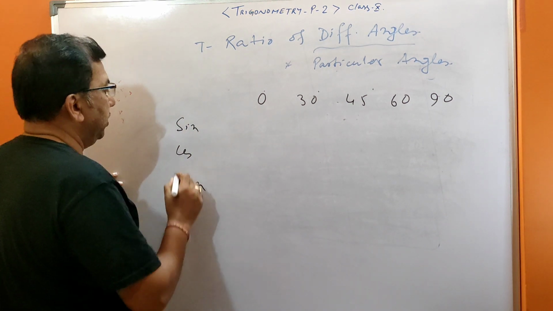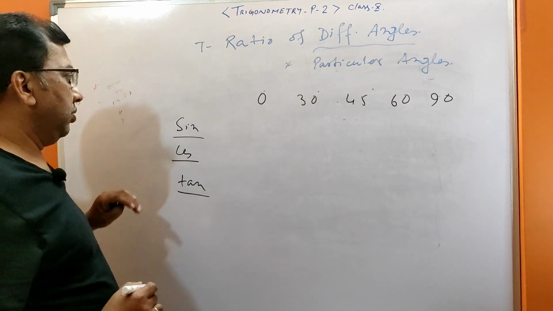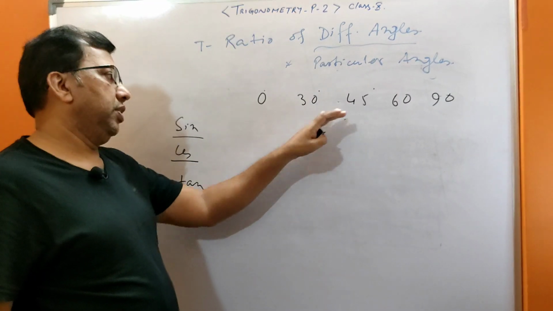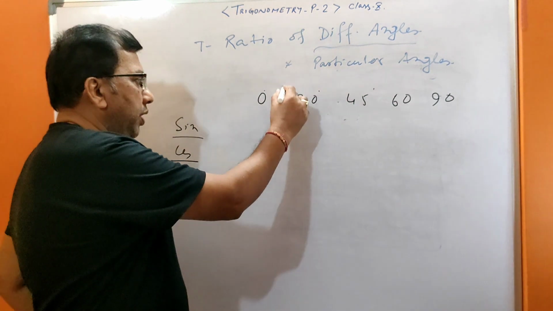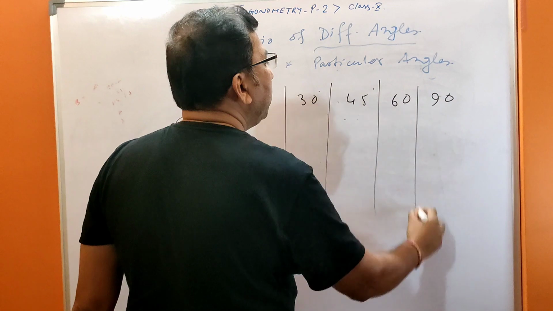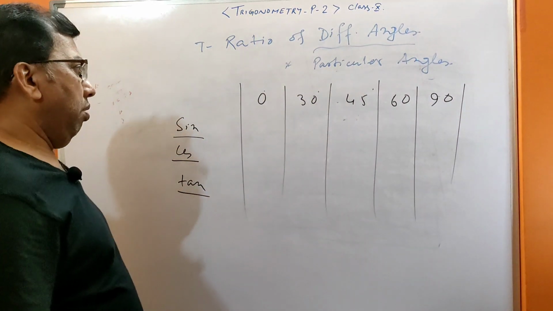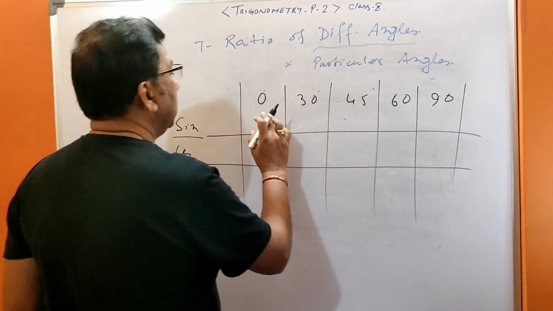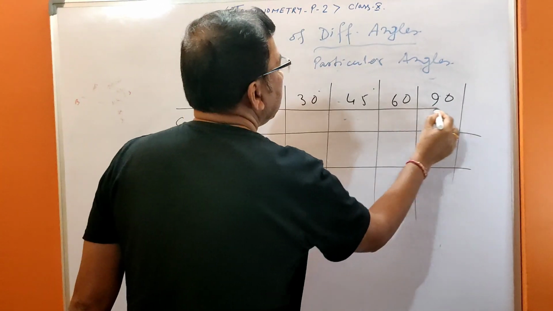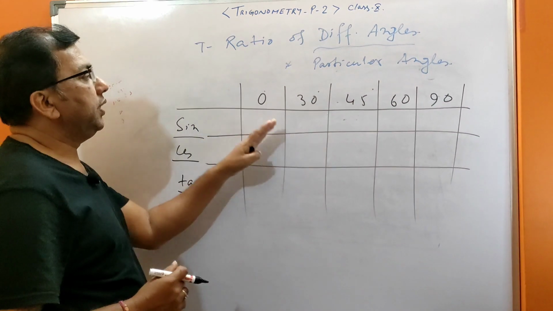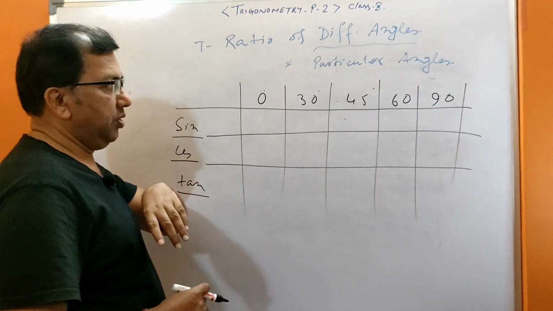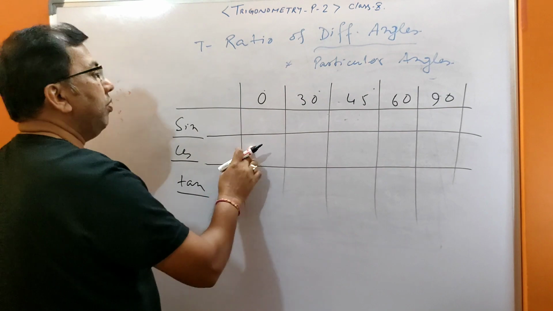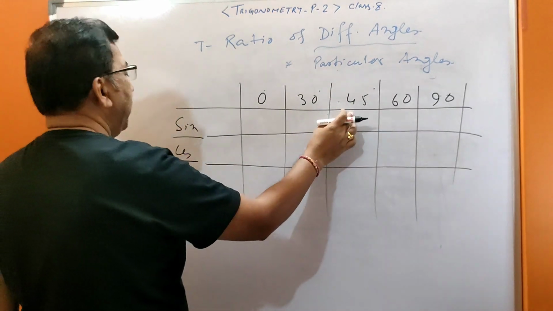Sin, cos, tan. If you remember sin, cos, tan, then it will be easy to remember all these things. Sin 0, sin 30, sin 45, sin 60, sin 90. It will be given in the book, but you have to remember this. How is it possible? If you remember the sine, then the reverse will be cos. Whatever sin 90 will be cos 0, whatever sin 60, cos 30, whatever sin 45, cos 45.